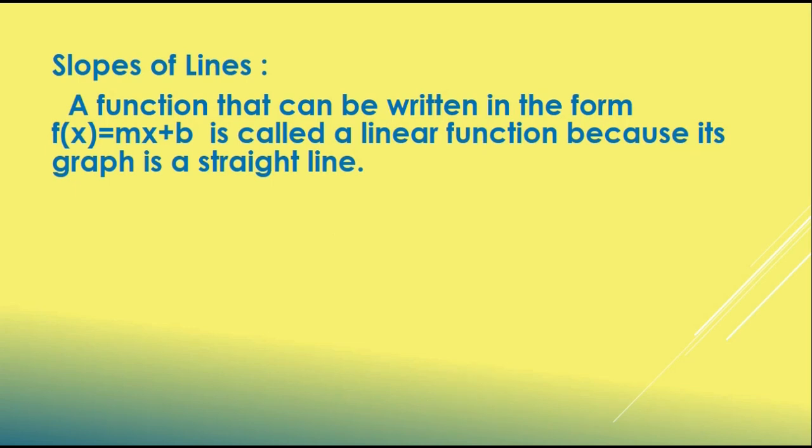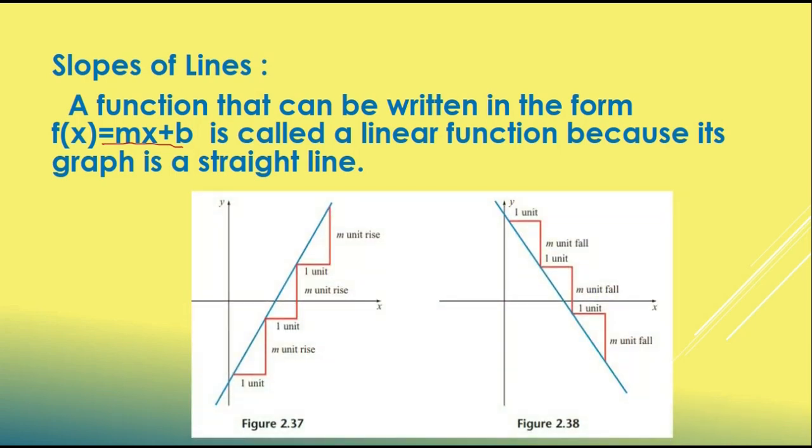Let's start with the definition of a linear function: a function that can be written in the form of a straight line, f(x) = mx + b. It's called a linear function because its graph is a straight line. Now let's see what f(x), m, and b are in this equation. m is the slope of the line and b is called the y-intercept. And look at this graph, Figure 2.37.